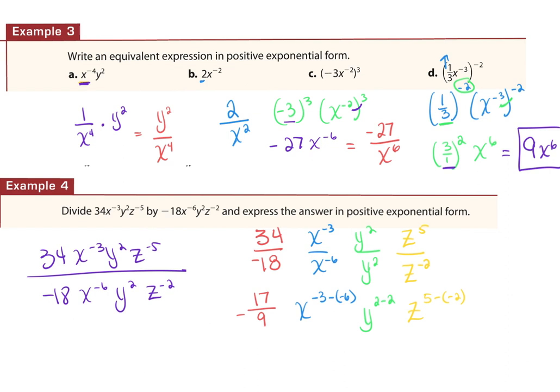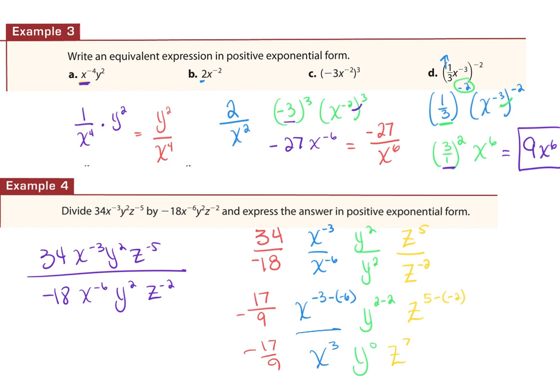Here we go. My fraction is not going to reduce. I'm done with that guy. What is negative 3 minus a negative 6? Positive 3. What is 2 minus 2? 0. And what is 5 minus a negative 2? 7. All right? And this guy didn't change.